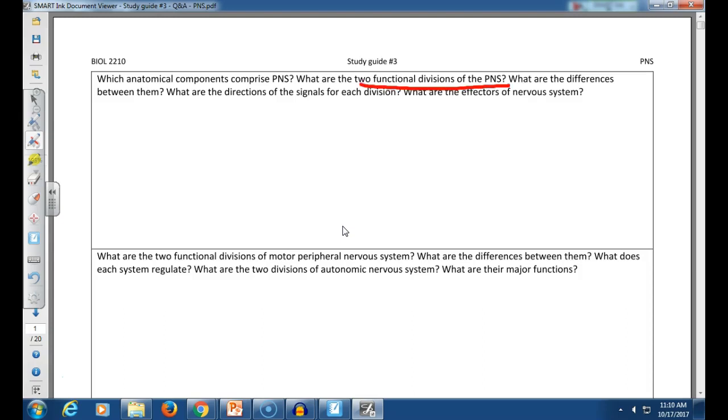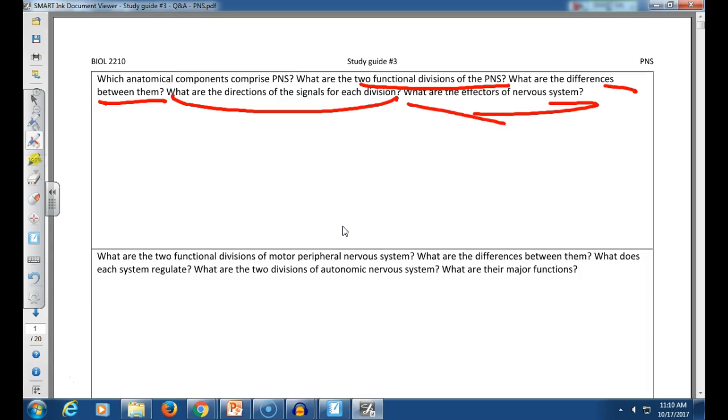Functional divisions of the peripheral nervous system. Somatic and visceral, right? Well, differences, know the effectors. Okay, you have sensory and motor divisions. Sensory part of the peripheral nervous system will send signals to the CNS, to the spinal cord. Motor will convey signals from the spinal cord, the brainstem. Does that make sense?